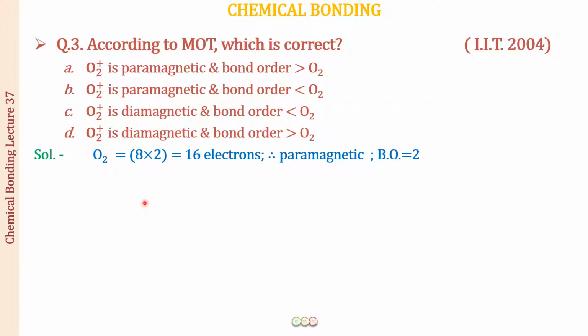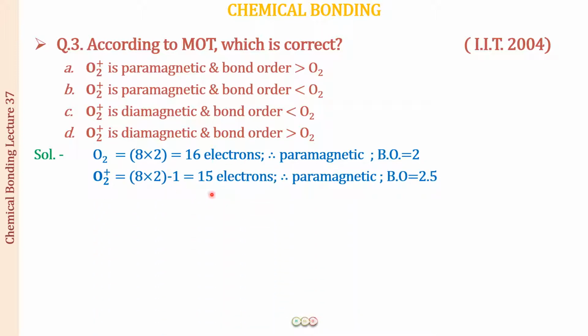So O2 is going to have 16 electrons, and 16 electrons is the exception for the paramagnetic behavior. It is an even number, but it is going to be paramagnetic, and if you calculate the bond order, this is going to be 2. For O2 positive, this is going to be 15 electrons. It is an odd number, and this is therefore going to be paramagnetic with the bond order of 2.5. So I think you are now able to tell the answer is going to be A, because O2 positive is paramagnetic and the bond order for O2 positive is greater than that of O2. I hope this is perfectly clear. Very simple questions asked in the IIT examination.